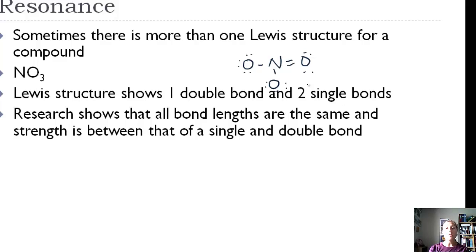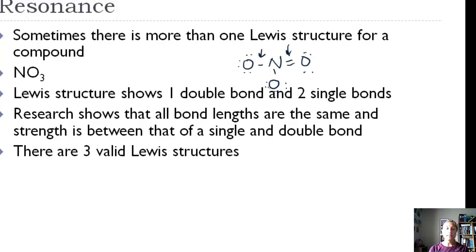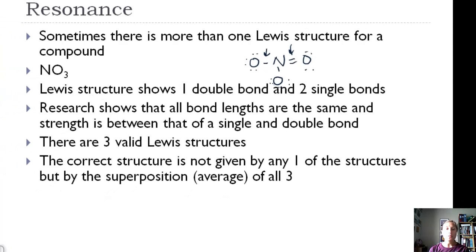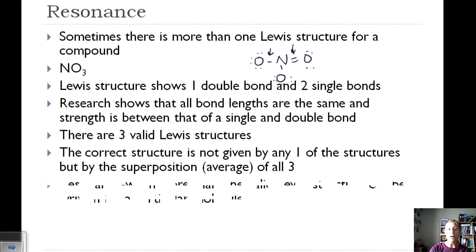Research shows that all bond lengths are the same for the NO3 structure, and that the strength of those bonds is between that of a single and a double bond. So what this tells us is that there's got to be some other arrangements that are giving this average bond length between our double and our single bond, and that average bond strength. And so what really happens is that there are three valid Lewis structures for the NO3 compound. The correct structure is not given by any one of the structures, but by the superposition, or what we're going to call the average, of all three.